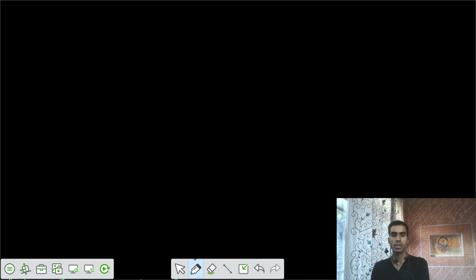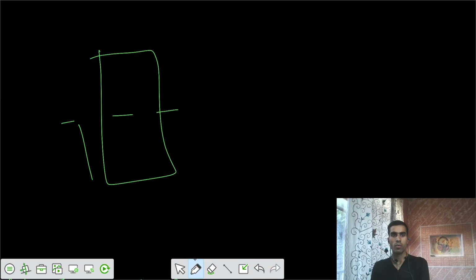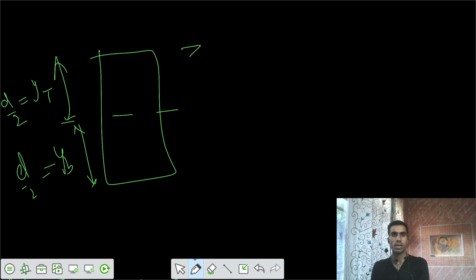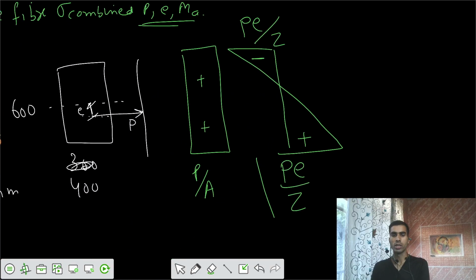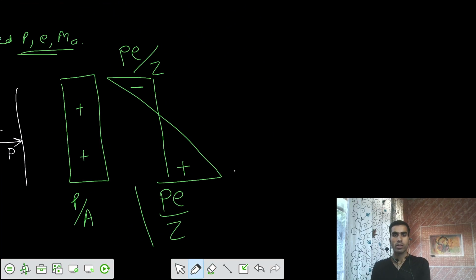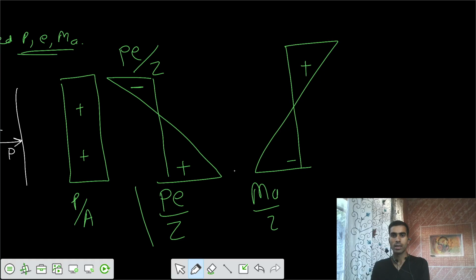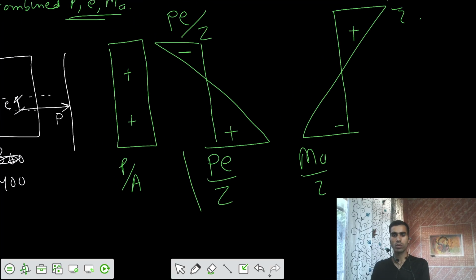But your Z top and Z bottom are the same. See, for a symmetric section, Y bottom equals D by 2 and Y top is also D by 2. So Z top and Z bottom are the same, that is BD square by 6 for the rectangular section. The third one is the effect of the external moments, which is sagging, so top compressive, bottom tensile, M all by Z. Let's solve those values.